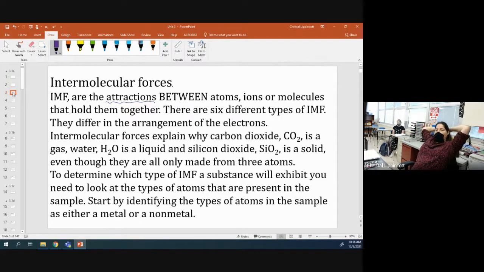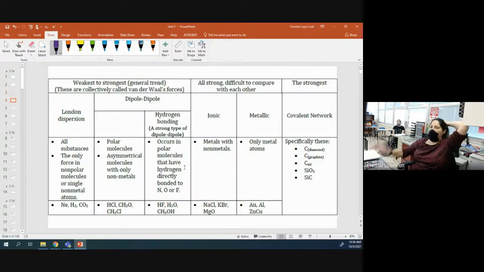To determine the type of IMFs, you have to look at the types of atoms that are there and start identifying, first of all, if they're metals or non-metals. All right, makes sense so far? Anything up there doesn't make sense so far? All right.